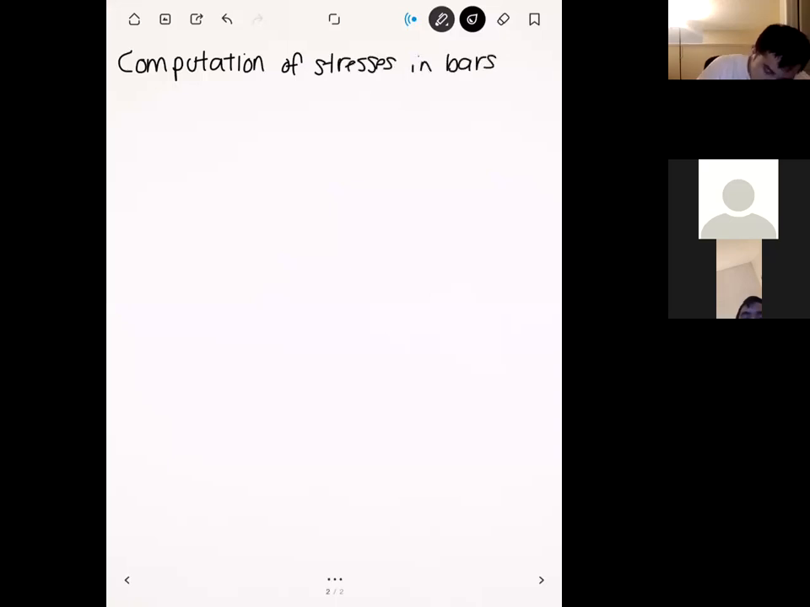Okay. So there's one more thing that you can do with these results. And this is actually the more useful thing for finite elements, which is to compute stresses. Okay, so that's the first thing we're going to go over. And so remember, bars are the same thing as truss elements. So we're still considering these types of slender elements right here.